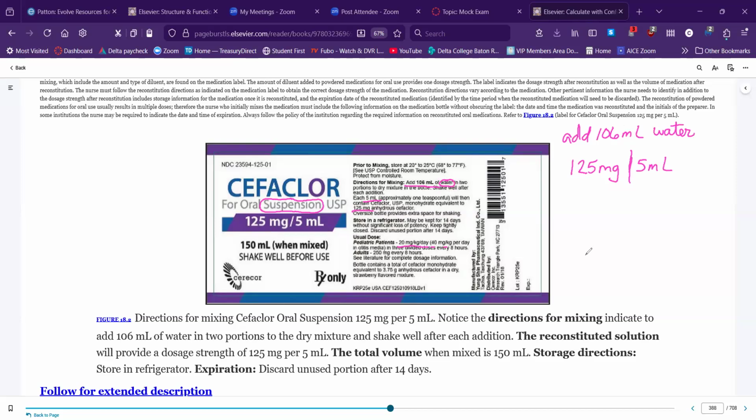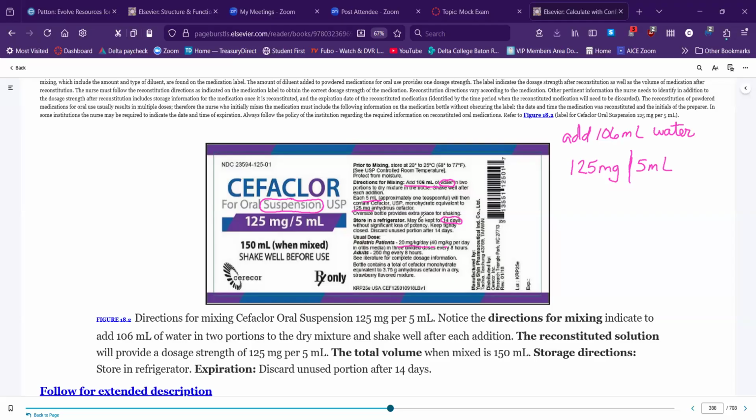So if it's an oral suspension, unless it says sterile, which it normally does not, we're just going to get it right out the faucet. Then it's telling us that after we mix it, it's only going to be good for 14 days and we have to keep it in the refrigerator. After those 14 days, we have to throw it out.